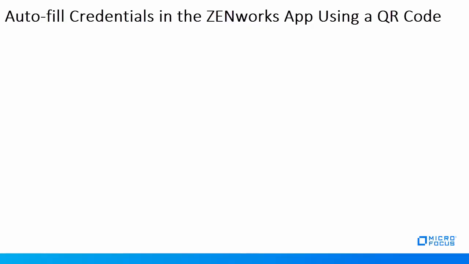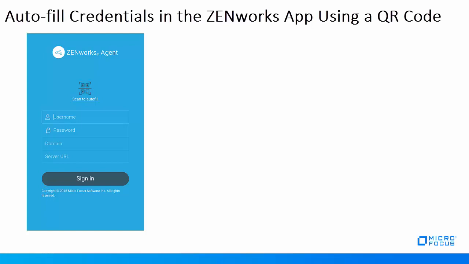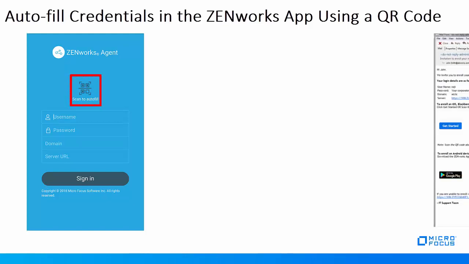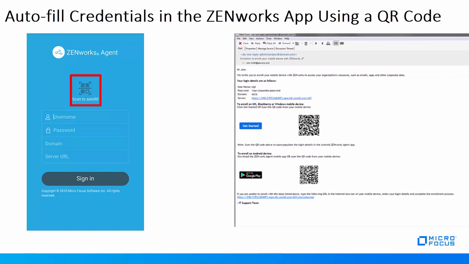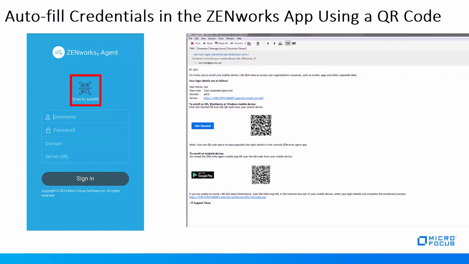Autofill credentials in the ZENworks app using a QR code. The ZENworks app login screen is now enhanced to include an icon that will enable the user to scan the QR code to automatically fill the login credentials. Users just need to tap the icon and scan the QR code embedded within the received invite letter, after which the user is redirected to the app and the login credentials, excluding the password, are automatically filled.